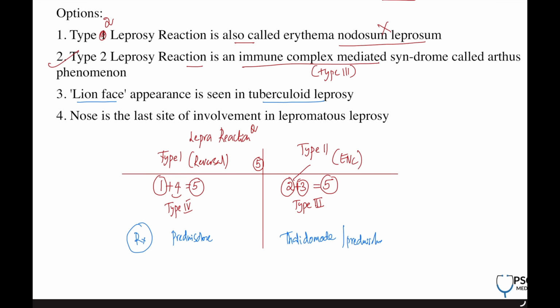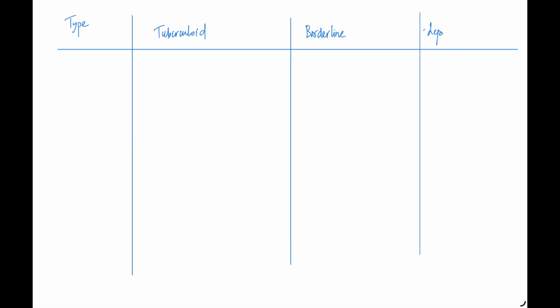The discussion is not going to end only if you know type 1 and type 2 lepra reactions. You need to know the different types of leprosy presentations. So let's do a quick review. First you have tuberculoid leprosy, and you have borderline leprosy, and you have lepromatous leprosy, or LL. Borderline is BB or BL, whereas tuberculoid is TT or borderline tuberculoid.